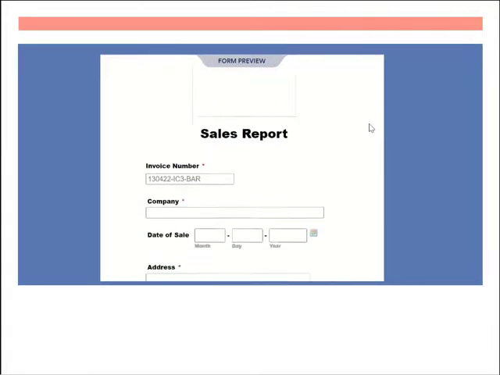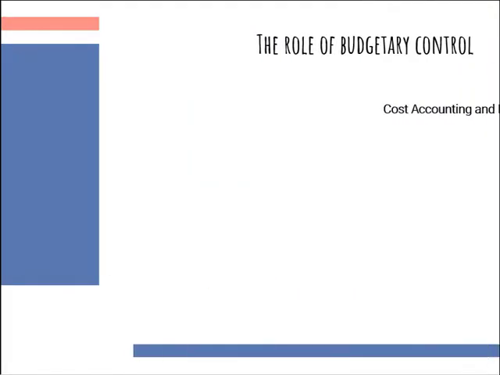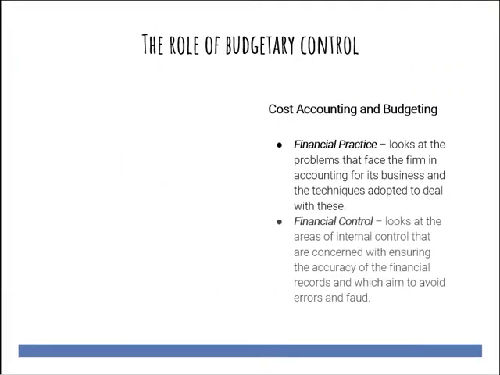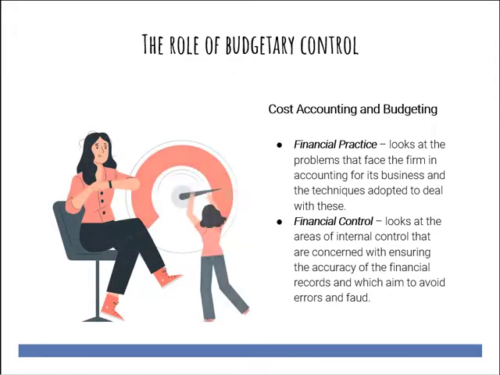So next we have the role of budgetary control. Much of our later work will be involved with the day-to-day controls that operate in all sections of the business. But before that, we must look at a form of overall control used by the management to ensure that their objectives are achieved and highlight the areas where things are going wrong. So we have here the cost accounting and budgeting. In detail, we have the financial practice and financial control.